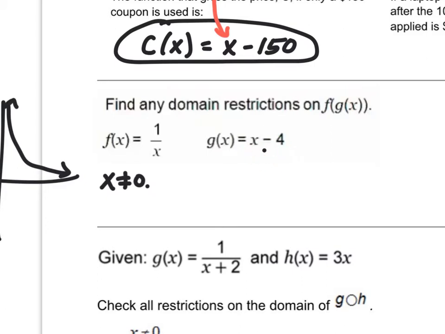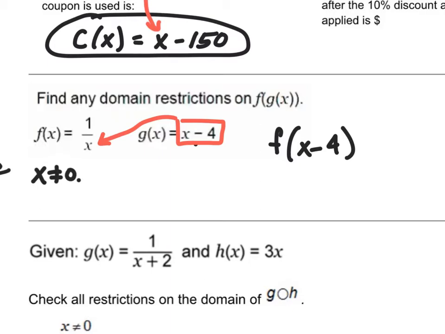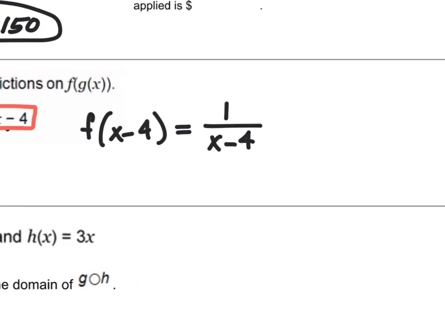But if I found f of g of x, if I rewrite this, this is really me saying I'm going to take f of x minus 4, because all I'm going to do is take x minus 4 and plug that into x in my other equation. So therefore, I get something like this. f of x minus 4 is really just 1 over x minus 4. So when I think about the domain restrictions on this, the thing that I have to think about is that I cannot divide by 0.